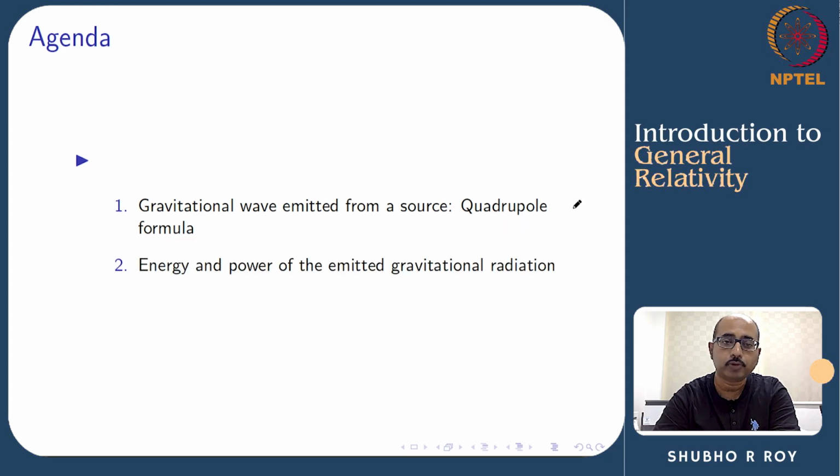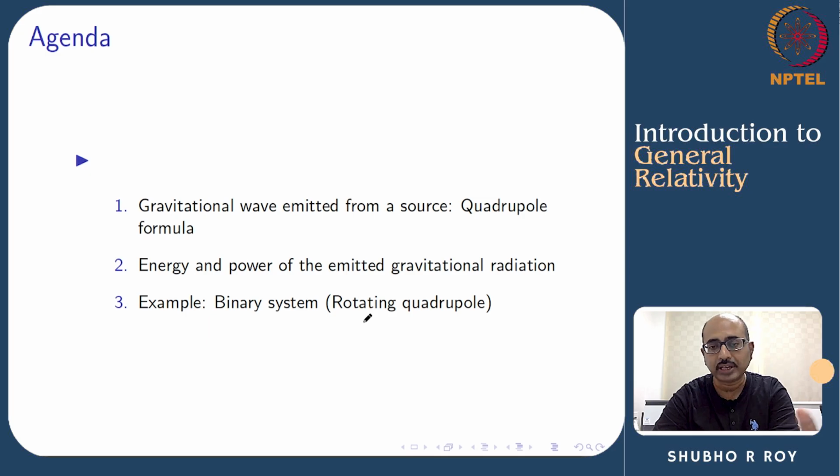And once we have this quadrupole formula, we will compute the energy and power of the emitted gravitational quadrupole radiation. Then I will consider an example which has been historically significant, which is the binary system, or technically speaking, a rotating quadrupole. Studying these kinds of systems led to the indirect detection of gravitational waves before, of course, the current generation LIGO laser gravitational wave detectors came into play. We were able to indirectly infer the existence of gravitational waves by studying the binary systems.